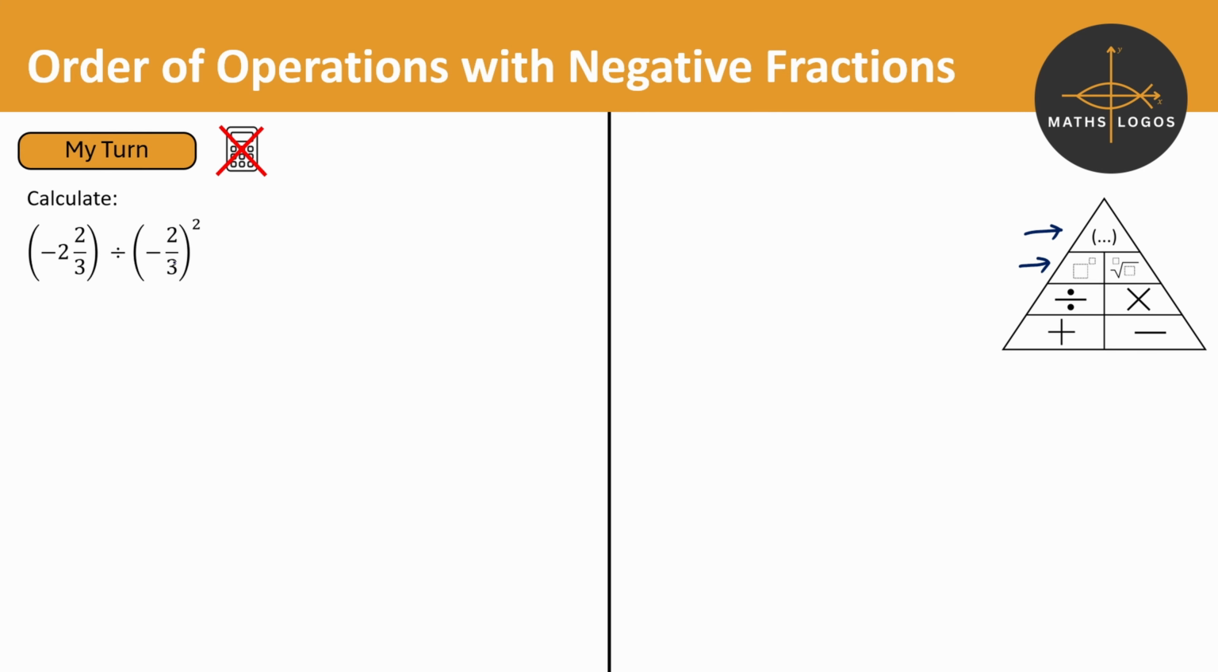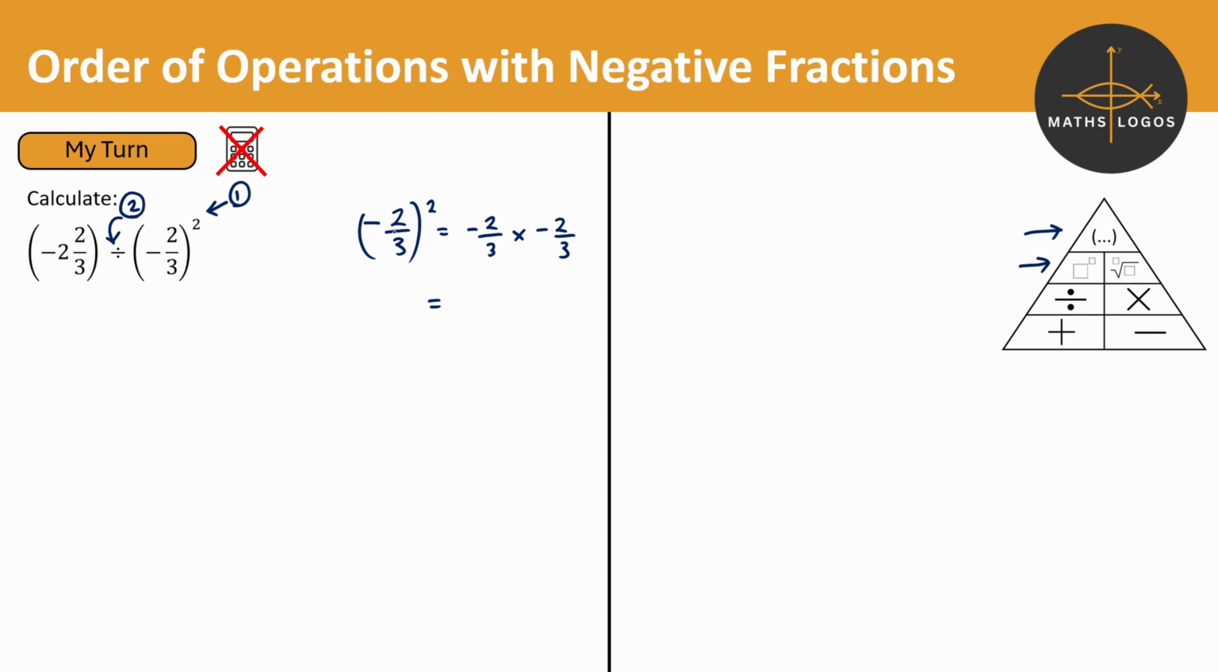So we have this negative 2/3 all squared. Negative 2/3 all squared means negative 2/3 multiplied by negative 2/3. So let's go ahead and do that bit first. So that's our first thing we need to do. Then we need to do the division second.